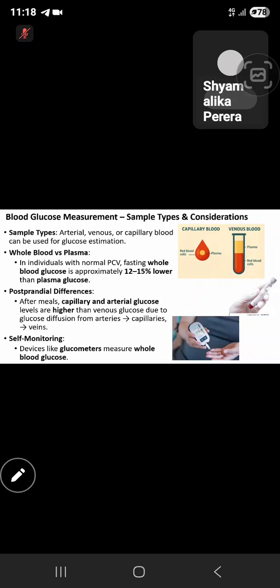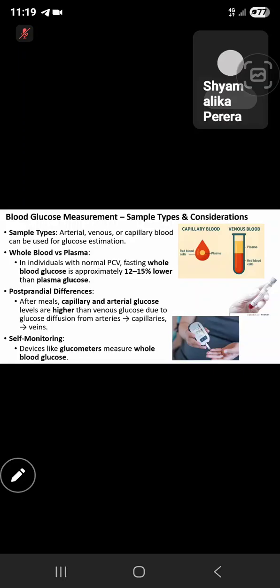When you compare capillary blood and venous blood, there's a difference in values if you check at the same time. In whole blood, as in this diagram, the plasma content in a whole blood drop is very low, but if you separate the blood, the plasma content is very high. So if you analyze whole blood, you should get a 12 to 15% lower value compared to your plasma values. And the other thing is the difference between capillary blood values and venous blood values.